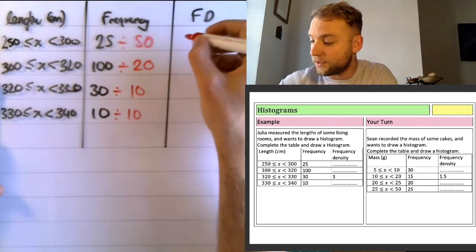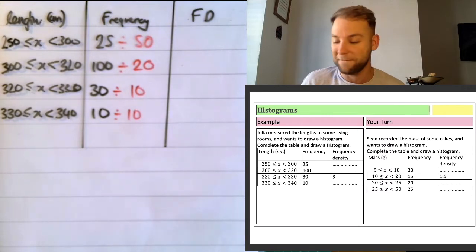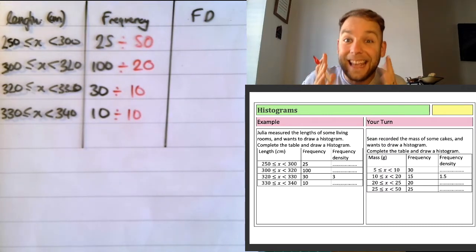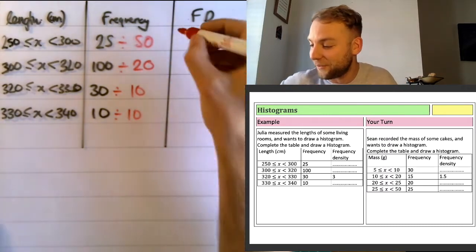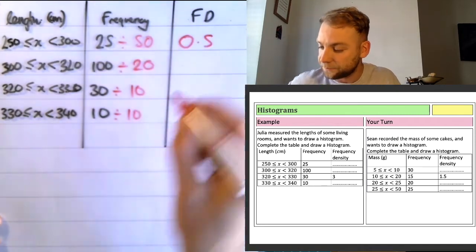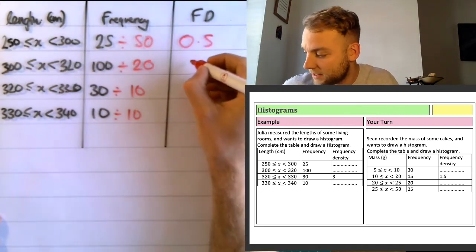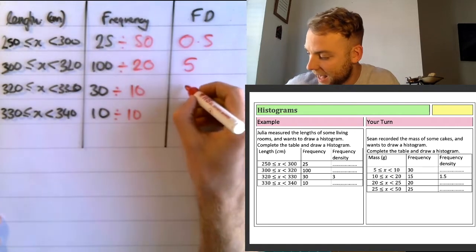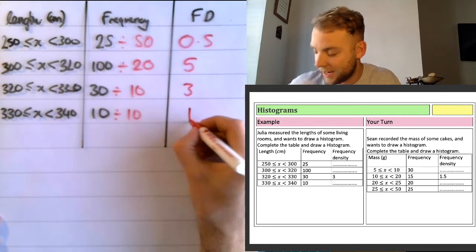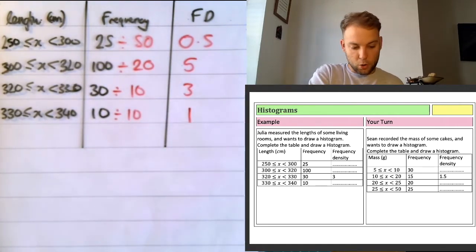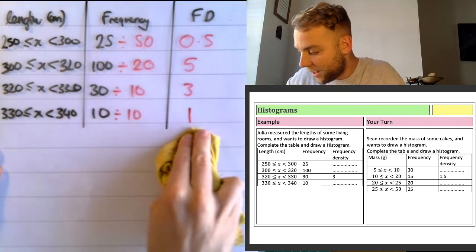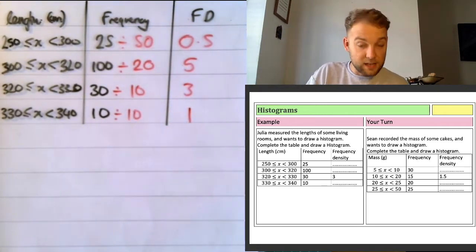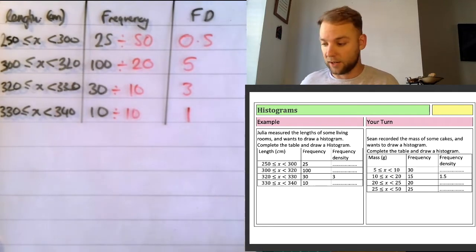So 25 divided by 50, now be careful with that. 25 divided by 50 isn't 2. 25 divided by 50 is actually 0.5. 100 divided by 20 is 5. 30 divided by 10 is 3. And 10 divided by 10 is 1. Brilliant. So we've got our table there now. We've got our frequency densities. So now we've actually got to draw our histogram.